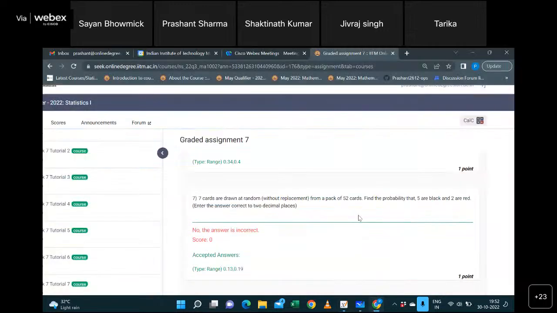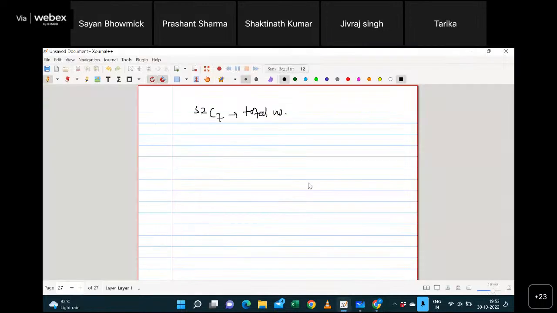Sir, 4 cards are drawn. No, it's different for everyone. Okay, tell me: 4 cards are drawn without replacement from a pack of 52 cards. Then how many black and how many red do we have to draw? 2 black and 2 red, right? So it's a simple thing. I can choose 4 cards out of 52 in 52 C4, right or not?